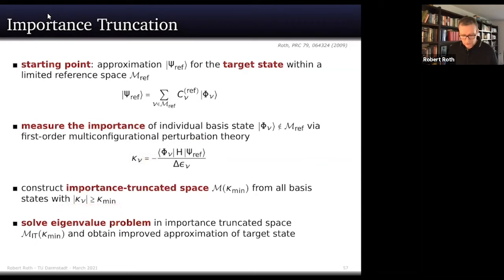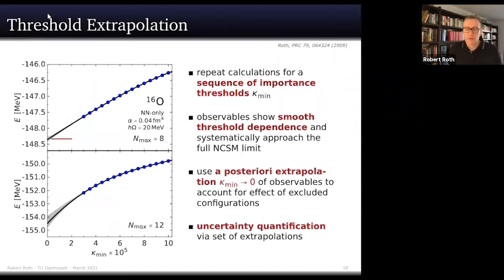You only keep coefficients which are larger than a kappa min, the smallest measure that you would like to consider. And this defines your importance truncated space, and you solve the eigenvalue problem for this space. Now you have this extra truncation parameter, kappa min. Before we had Nmax. The Nmax is still there, but now I have kappa min in addition. So I have to be careful with these two parameters. And what we do typically, we want to get rid of the kappa min by looking at the dependence of our eigenvalues on kappa min and by doing an extrapolation in this kappa min.